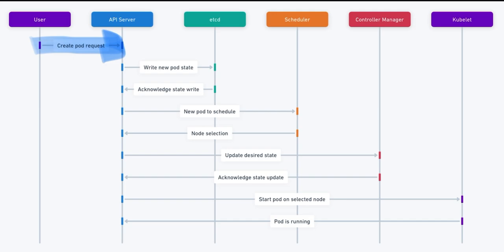2. API server to etcd. Write new pod state. The API server processes the request and writes the desired state, i.e., the new pod definition, to etcd, which serves as the key value store for the cluster's state. This ensures the information about the new pod is stored persistently.